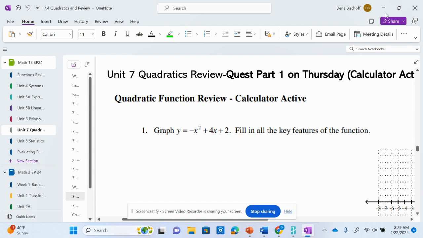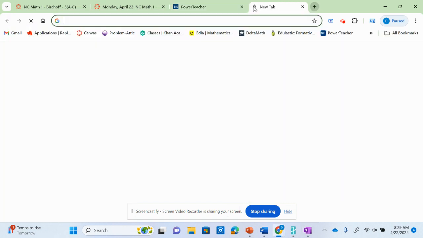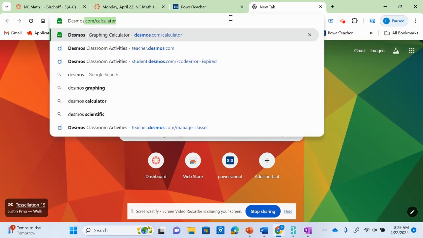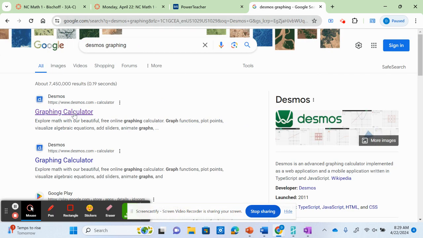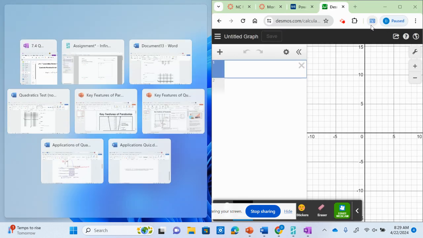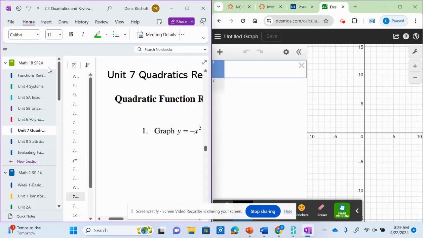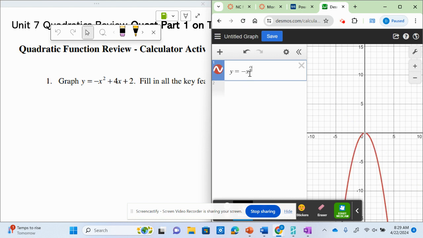I'm going to go to Desmos because that makes sense. So when I go to the Desmos graphing calculator, tell me what should I do if I'm trying to figure out all of the key features? Yeah, type in the equation. My equation is y equals negative x squared plus 4x plus 2. I see it.